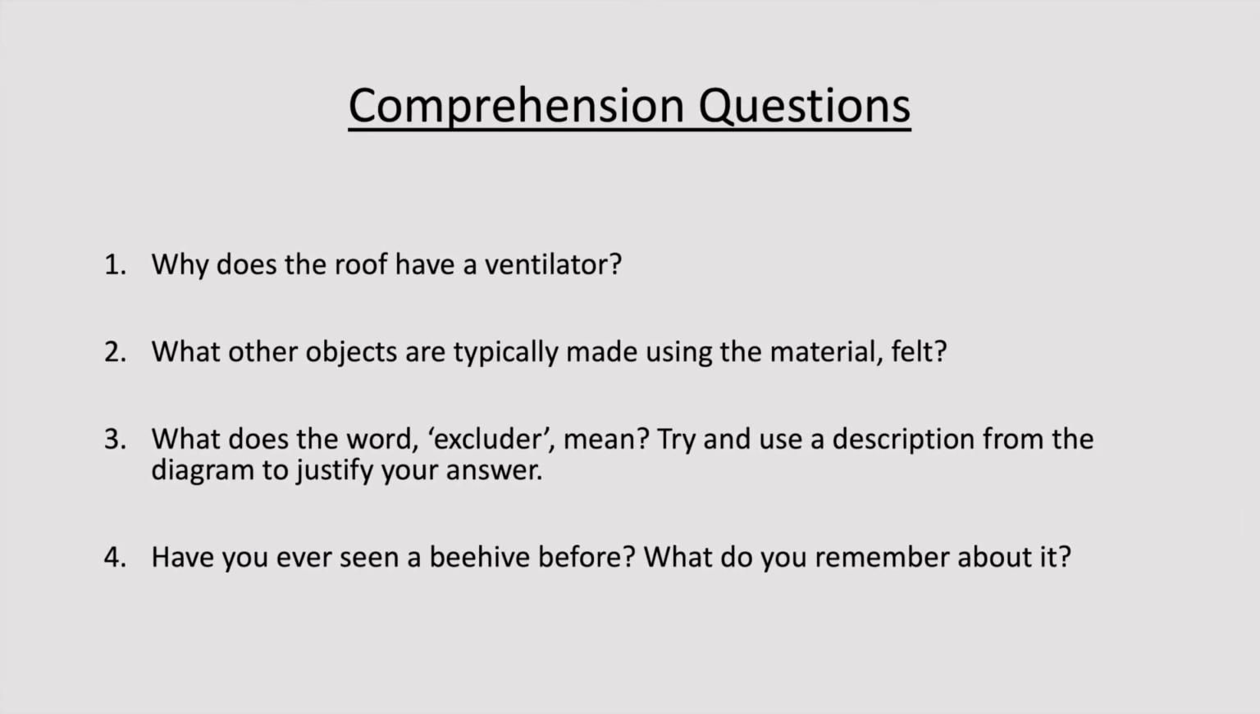Comprehension questions. Number 1. Why does the roof have a ventilator? Number 2. What other objects are typically made using the material felt? Number 3. What does the word excluder mean? Try and use a description from the diagram to justify your answer. Number 4. Have you ever seen a beehive before? What do you remember about it?